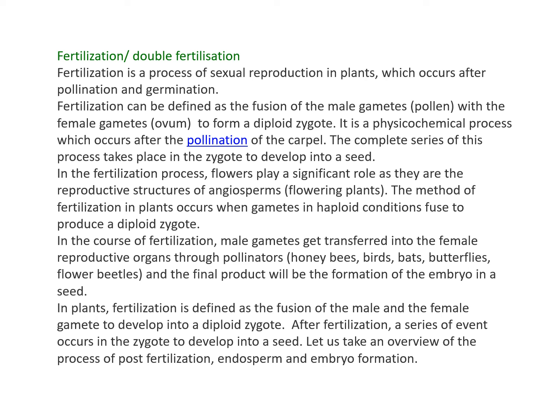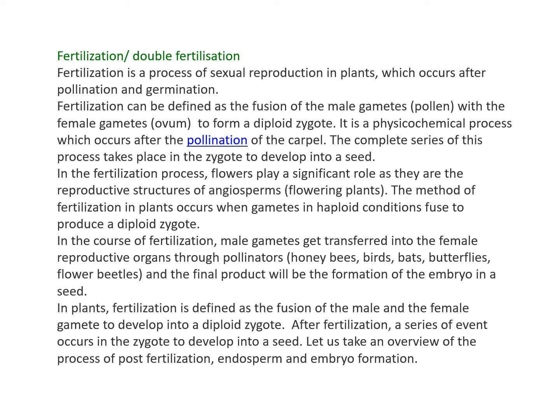With the help of the diagram, we come to know how double fertilization takes place, and the meaning of double fertilization and triple fusion. So we have some formal definitions here. We have to read them. First of all, what is fertilization? It is the process of sexual reproduction in plants. Fertilization can be defined as the fusion of the male gamete with the female gamete, pollen and ovum. Zygote is diploid because both gametes are haploid and they form a diploid structure.